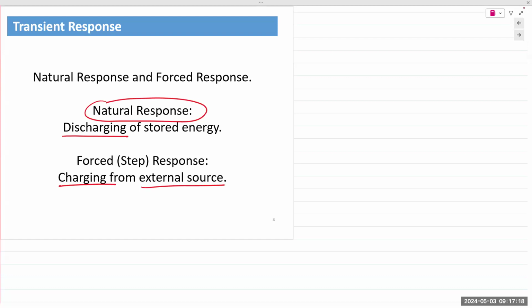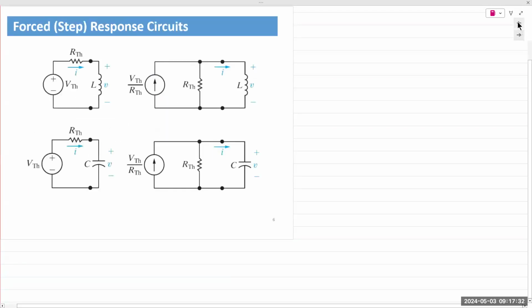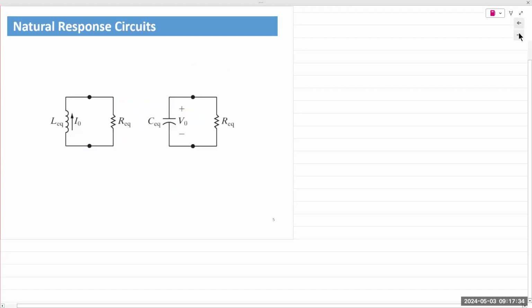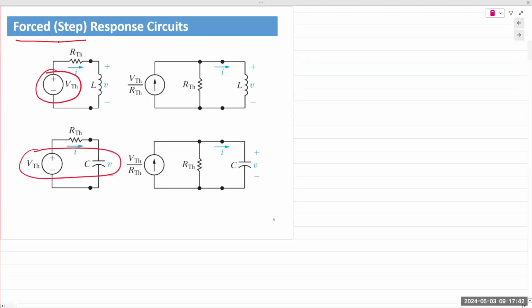Okay, essentially we're studying 2 kinds of circuits, charging and discharging, for 2 components. And so based on that, we have 4 circuits. So we have, okay, go back, sorry. Step response or forced response, where you have a source connected to the components, right? You have a source connected to the components, whether it's a current source or a voltage source. These are both voltage sources, and these are both current sources.